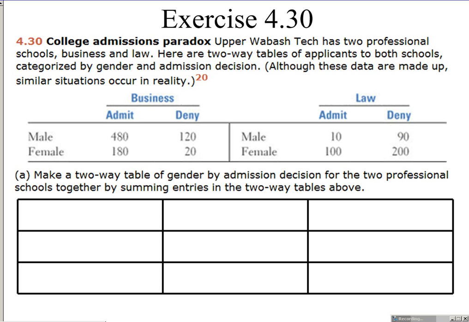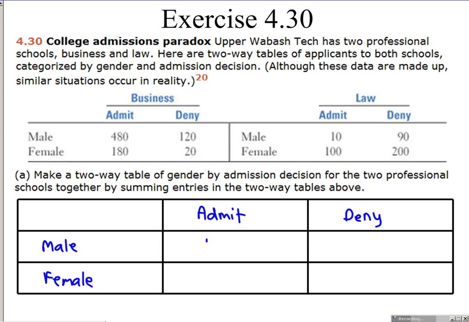Okay, so here we have three categorical variables. We have students applying to the business school, students applying to the law school, whether they were admitted or denied in each one, and then whether they were male or female. We're going to combine these two separate tables into one table by combining the data. So now we are only going to talk about students in both colleges, the business college and the law college, whether they were admitted, whether they were denied entry, and whether they are male or female.